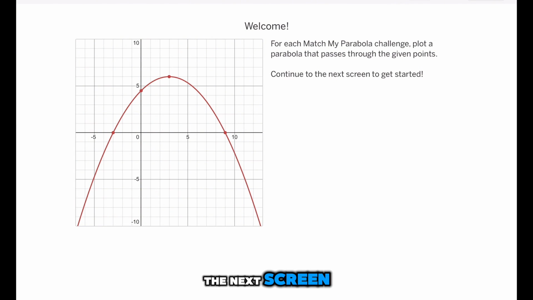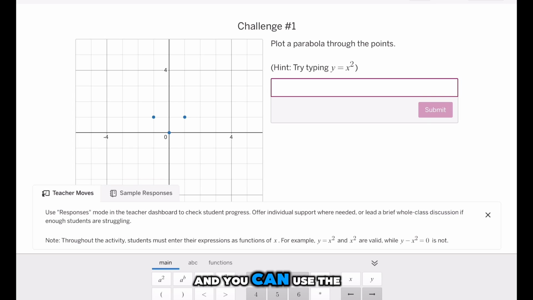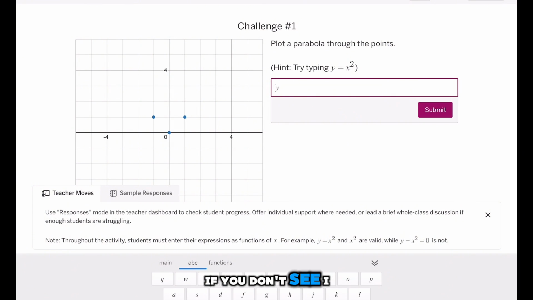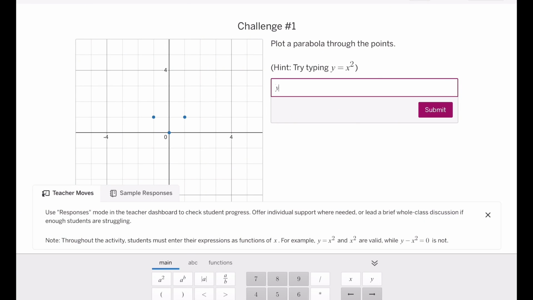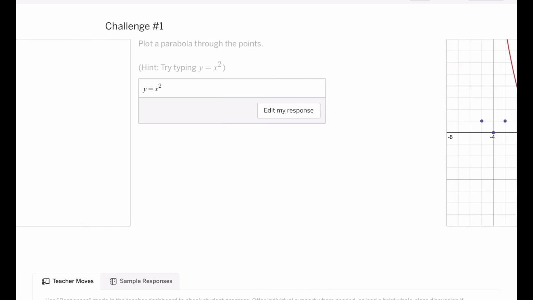So it says go to the next screen, and then it says type in y equals x squared, okay? So you just type in, and you can use the keyboard here. I don't know why I didn't see the y on here, because it's usually down below. Oh, sorry, it's over here on the right. There it is. Okay, and then x squared. Okay, so then you submit it. Okay, and then you go to the next one.